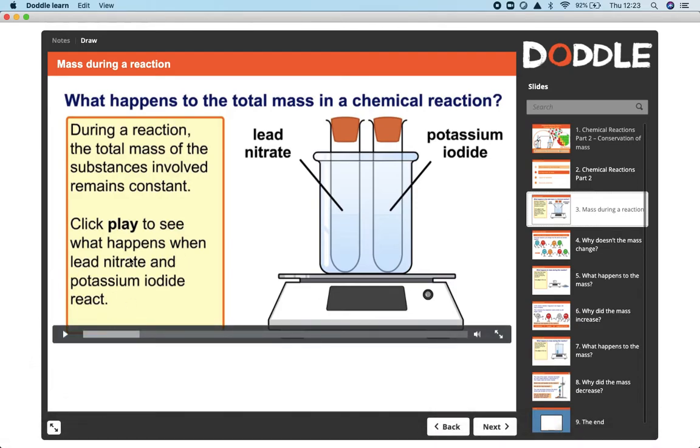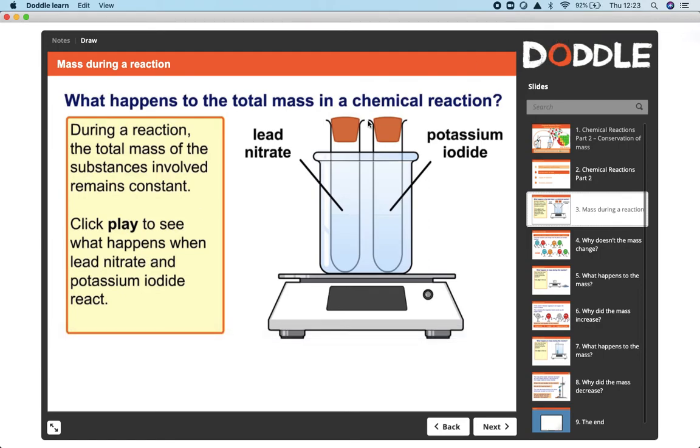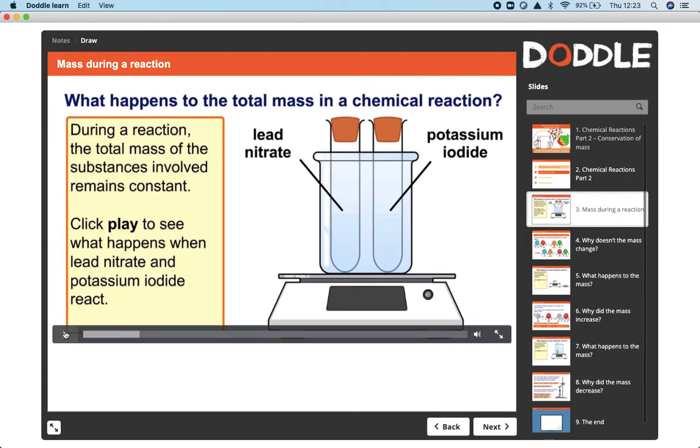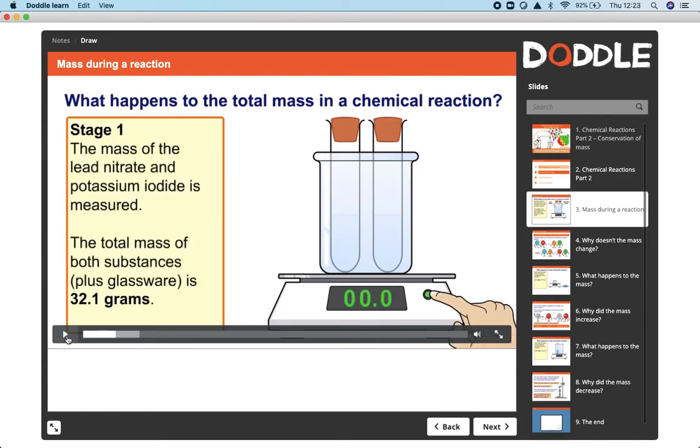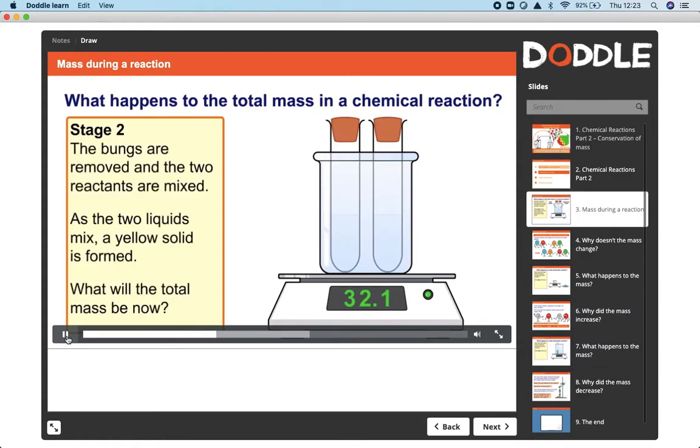So this is a reaction between lead nitrate and potassium iodide. The mass of the lead nitrate and the potassium iodide is measured. The lead nitrate is in one of these boiling tubes and the potassium iodide is in the other one. They weigh it and they're getting 32.1 grams, including the glassware. Next they're going to remove the rubber bungs from the top of the boiling tubes and mix the two reactants together.